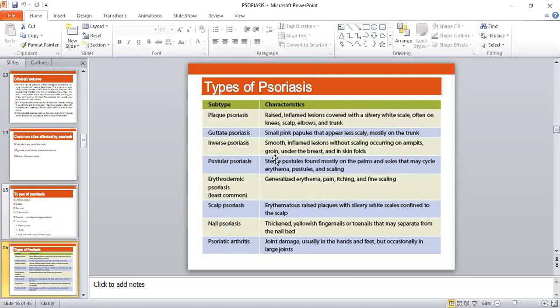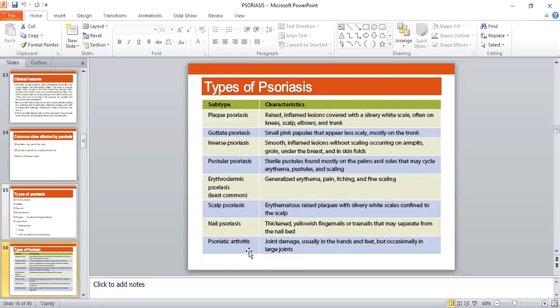Pustular psoriasis has sterile pustules found mostly on the palms and soles that may cycle through erythema, pustules, and scaling. These are very alarming situations when a patient presents with pustular or erythrodermic psoriasis; it can even lead to death of the patient. Erythrodermic psoriasis has generalized erythema, pain, itching, and fine scaling. Scalp psoriasis means silvery white scales confined to the scalp. Nail psoriasis has thickened yellowish fingernails, and the fingernail separating from the nail bed is onycholysis. This is basically nail psoriasis.